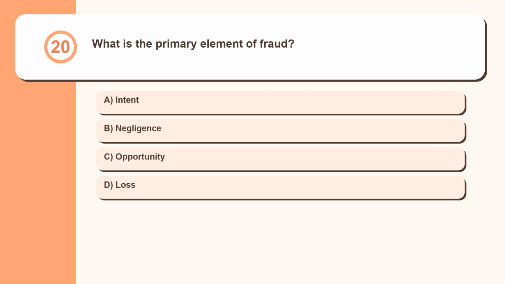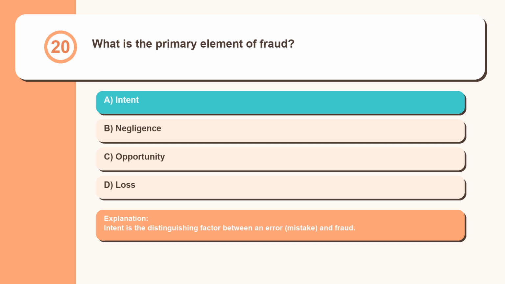Question 20. What is the primary element of fraud? Intent, negligence, opportunity, loss. Intent is the distinguishing factor between an error, mistake, and fraud.